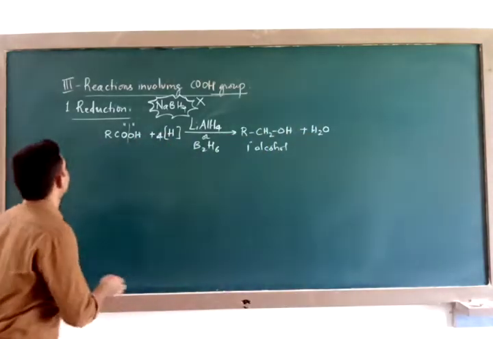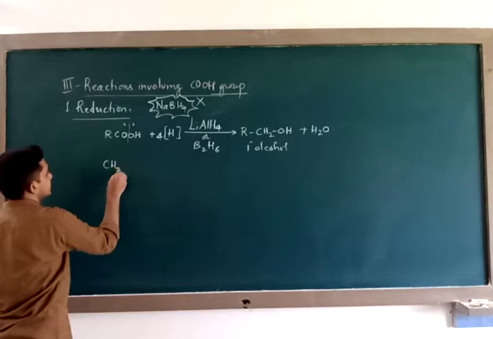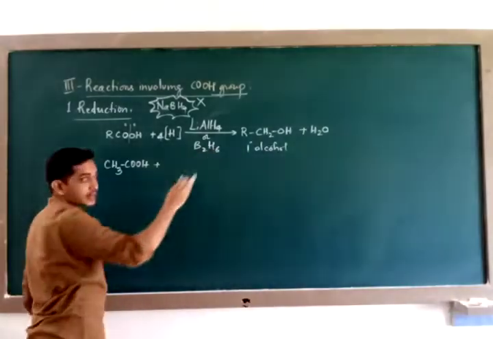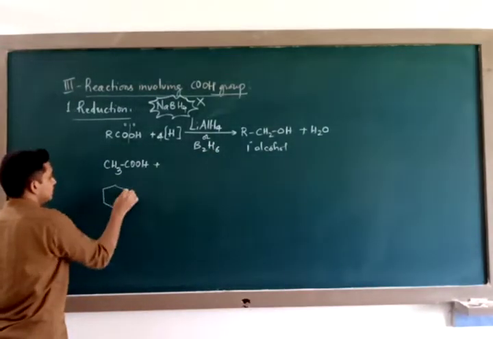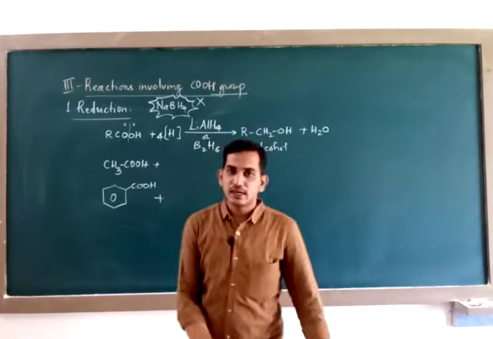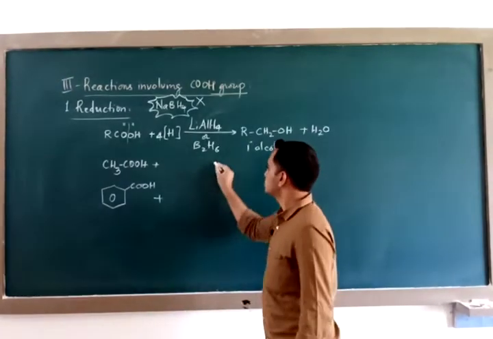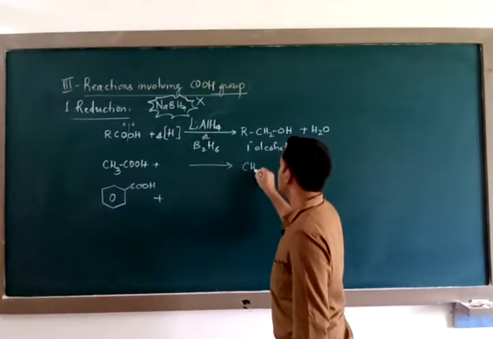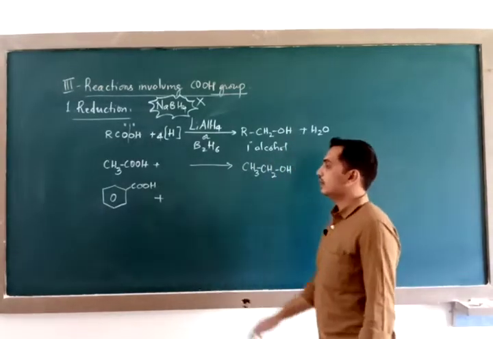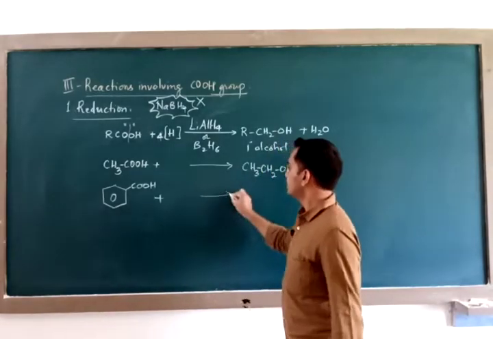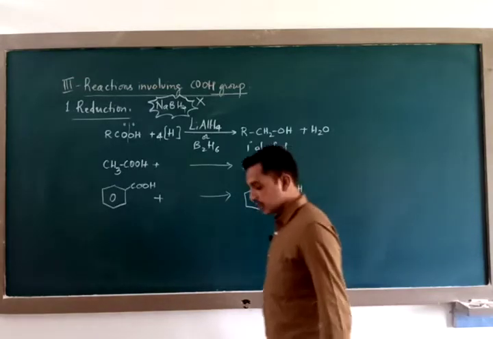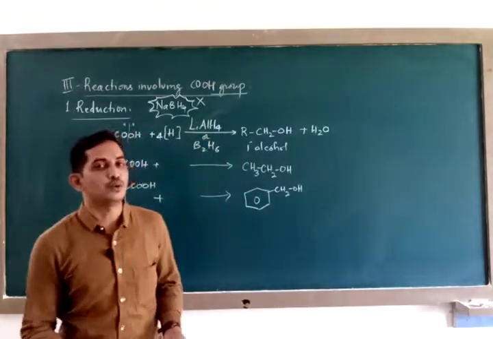Let us see some examples. In place of R, write CH3COOH. Same 4H, lithium aluminum hydride. Try which product is obtained. Again with benzoic acid. Simply looking at the general reaction, you should be able to solve some examples. So if I use acetic acid, I will get CH3CH2OH. I will get ethanol as the product. And if I use benzoic acid, I will get benzyl alcohol. How these are obtained? You practice in your home.